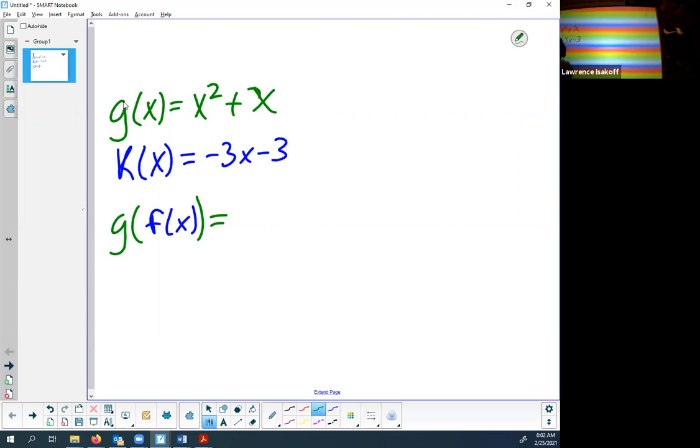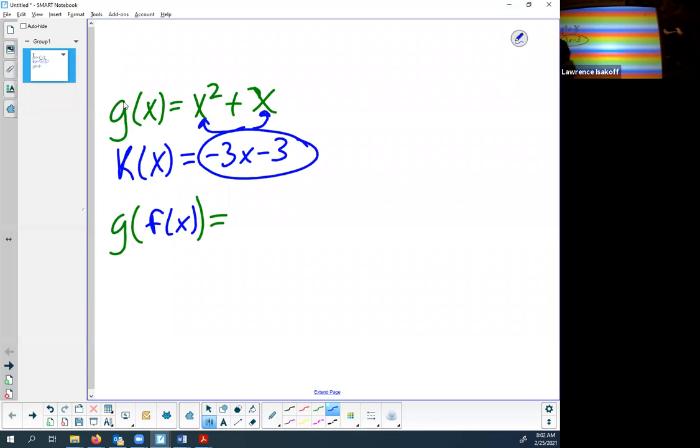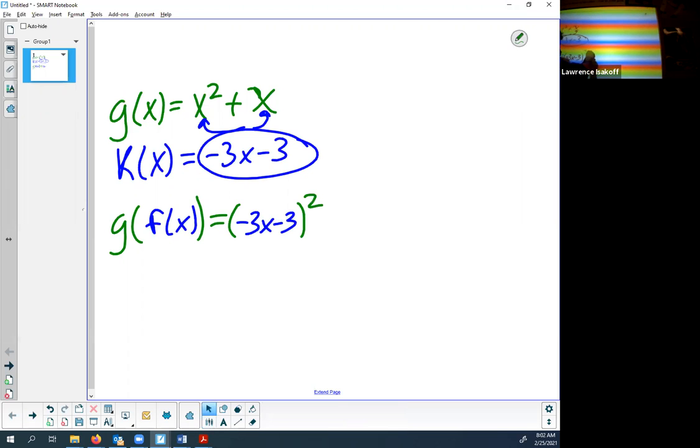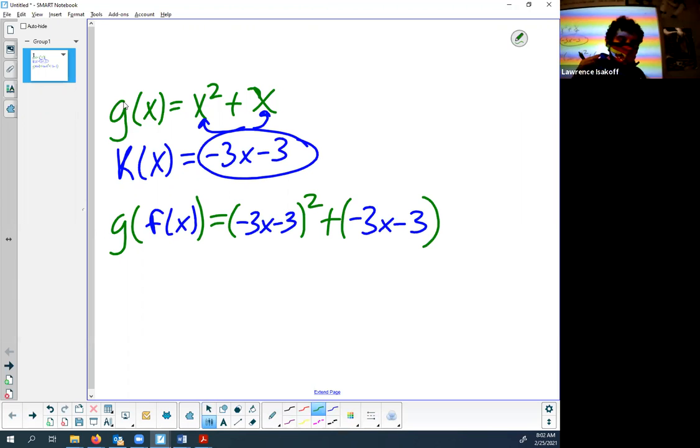wherever I see x, I'm going to be taking this and plugging in. So that actually happens in 2 spots here. So that's going to be in parentheses, I get negative 3x minus 3 squared plus, and a negative 3x minus 3, plugging that in for the other x.